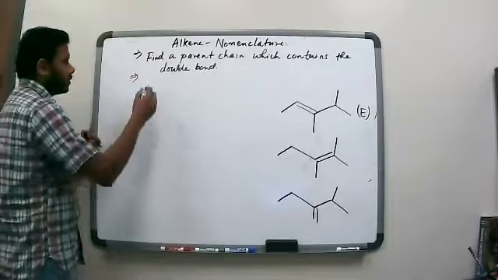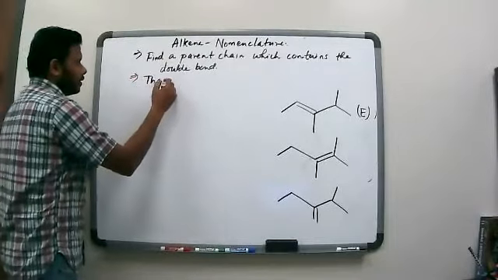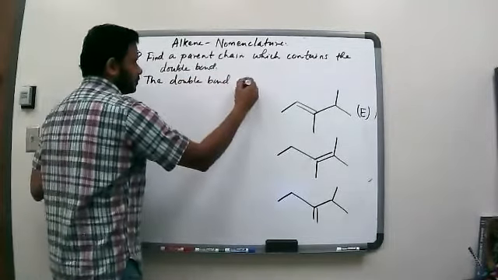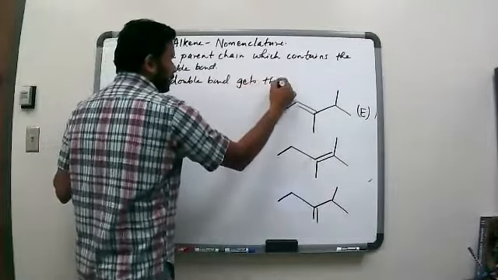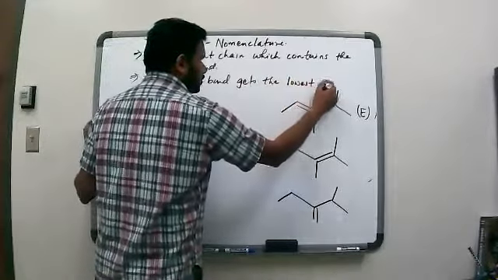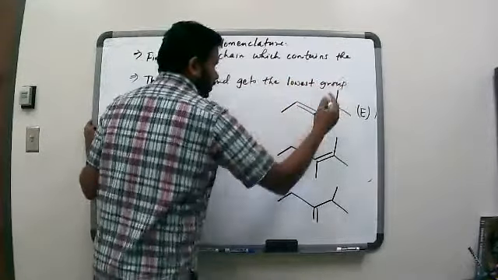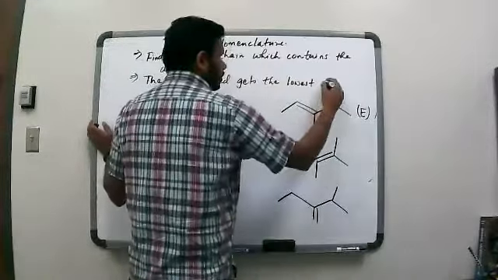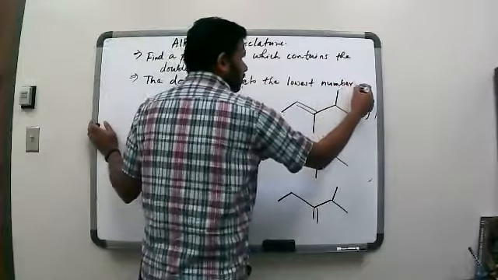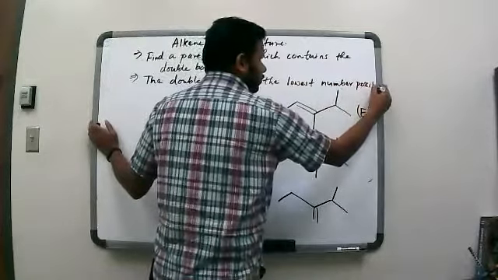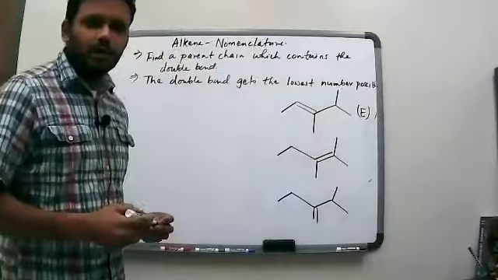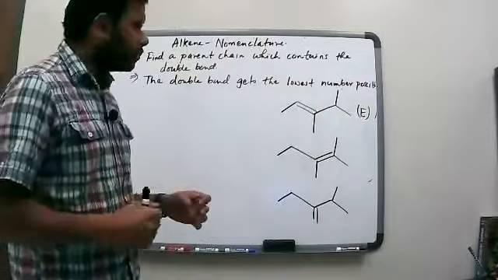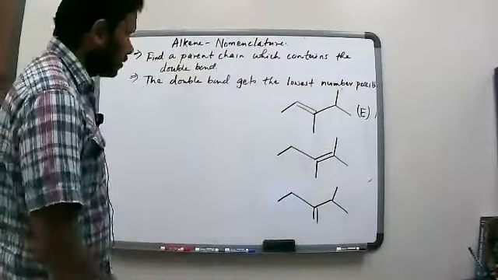And then the second requirement is the double bond gets the lowest number possible. So when you're basically numbering your carbon chain, try to give the double bond, the carbons that are in the double bond, the lowest numbering possible. Okay, and we'll see that.